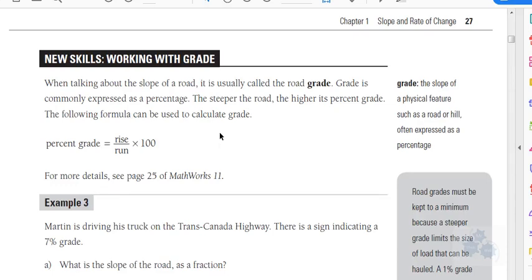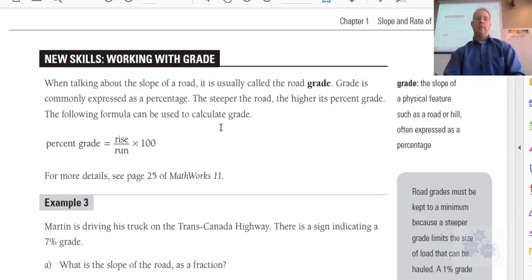In section 1.2, this is video 2, part 2, and we're going to talk about something new today, and that is grade. Okay? Now I know you guys are in grade what? Most of you are in grade 11, you think, maybe? Okay? So we're not talking about grades in school here, right?